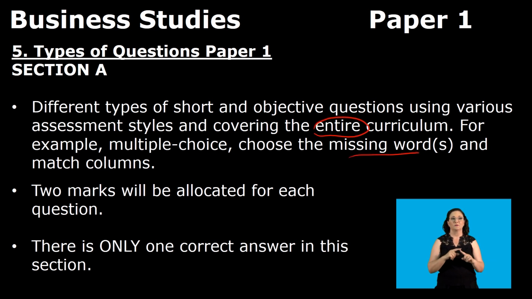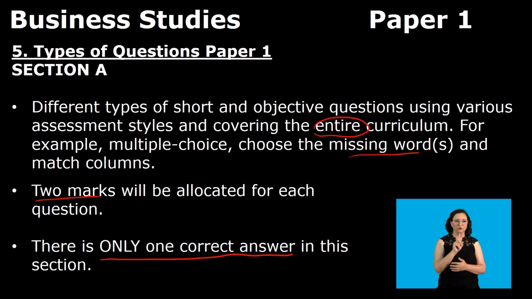Remember, matching column A and B, you'll have the answers there in your column B. So 2 marks will be allocated for each question. Don't forget, this is out of 30, and we said for multiple choice, it's out of 10. For choosing the missing words, it's also out of 10, and matching columns, it's 10 marks as well. So 2 marks will be allocated.